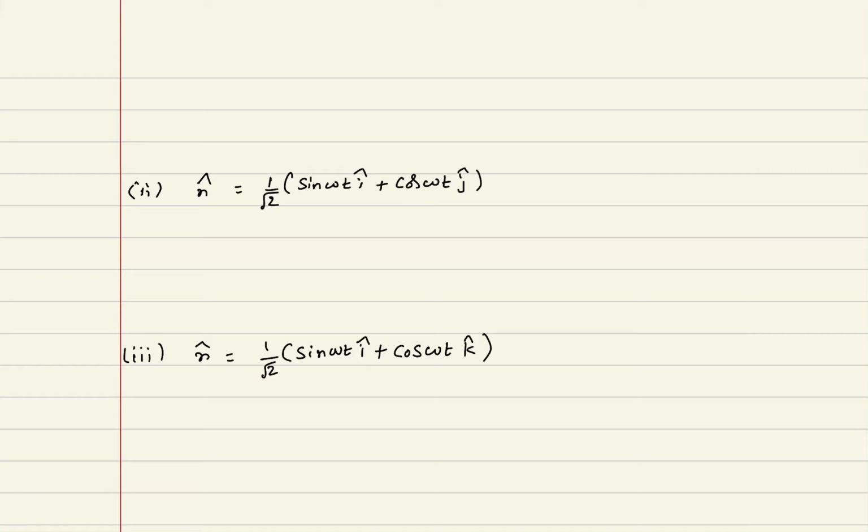Now the second one. Again, flux is B bar dot A bar. B bar is mu naught m I by root 2 into (sin omega t i cap plus cos omega t j cap), dot A bar, which is A into k cap. So i cap dot k cap is 0 and j cap dot k cap is 0. The flux is 0.